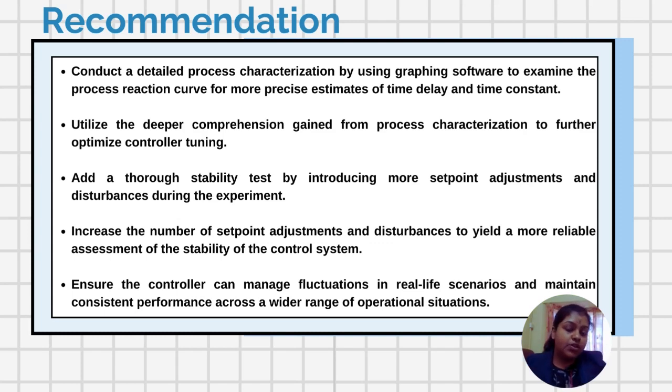Moving on to the recommendation. So this is the recommendation of our experiment. First of all, this recommendation can be divided into 2 types: process characterization and the stability test. As for the process characterization, it is recommended to use graphing software for detailed examination, and also to carefully analyze the process reaction curve.